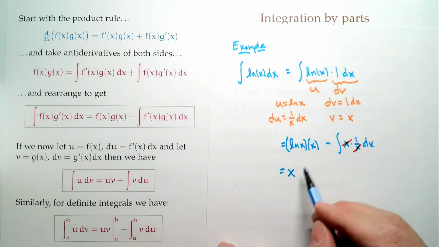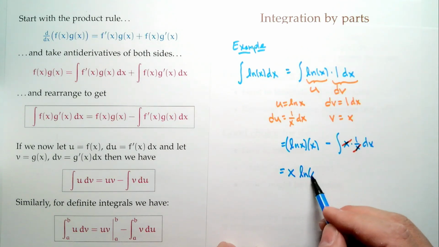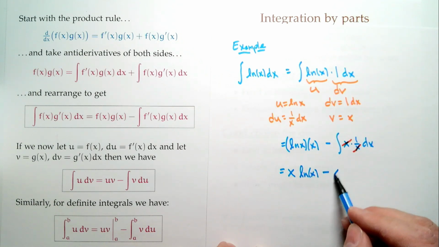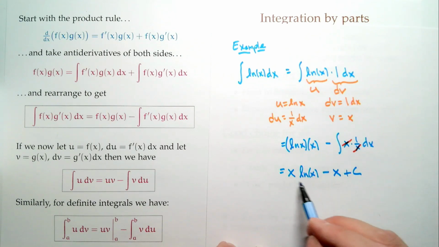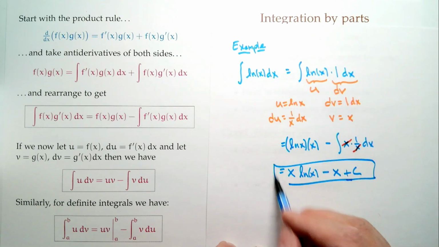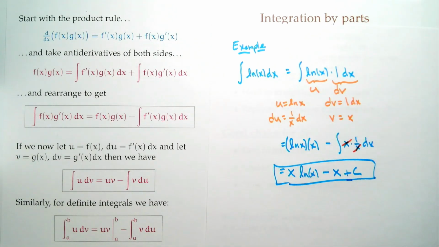It's x. So the first part, I'll put the x in front, x log x minus x, and because we want full points, plus c. So there's our antiderivative of natural log of x.